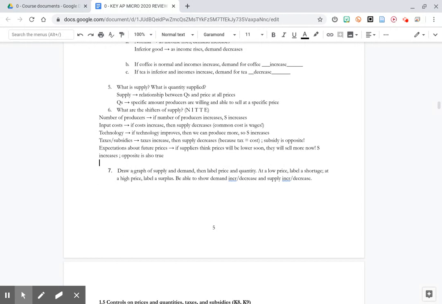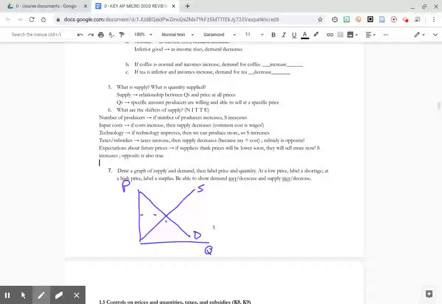Now we're going to draw a quick little supply and demand graph, and we're going to label a shortage, and we're going to label a surplus, and then we're going to show what supply and demand increases and decreases look like. So this is just a quick sketch. And again, I'd say do this off to the side. We have quantity on the x-axis and price on the y-axis. So we have demand downward sloping to the dirt, supply upward sloping to the sky. And we know that there's an equilibrium quantity, Q star, and an equilibrium price.